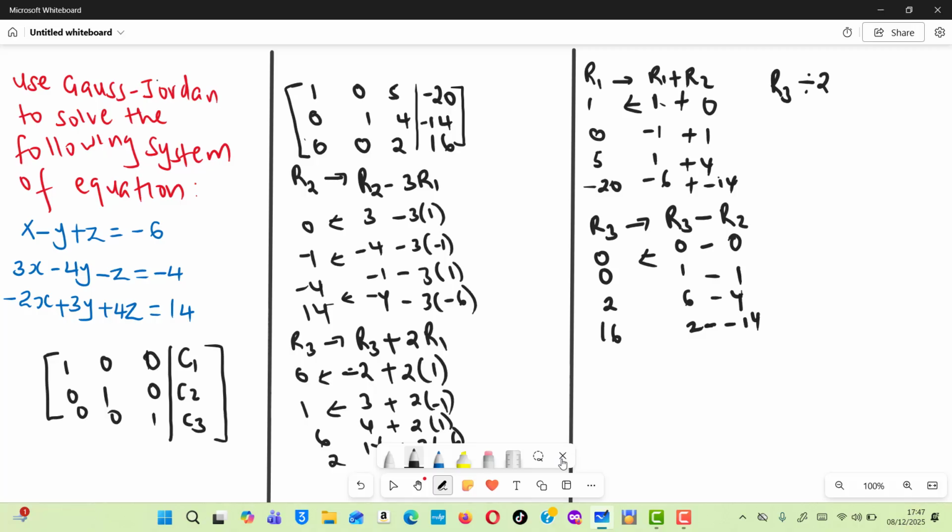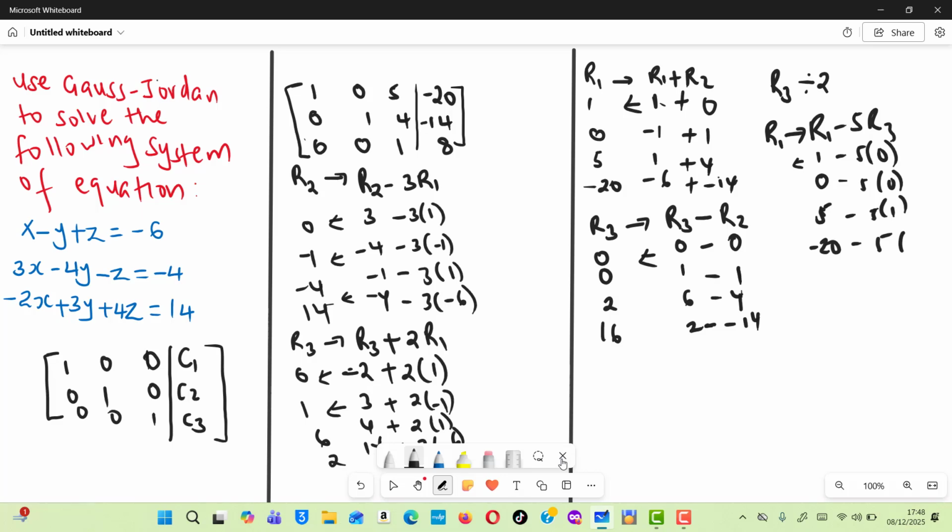You divide row 3 by 2, everything here will be 0 divided by 2, which is 0. But here is going to be 1 and here is going to be 8. Then from there we can convert row 1 to row 1 minus 5 times row 3. So row 1 is now 1, 0, 5, negative 20. Then subtract 5 times row 3: 0, 0, 1, 8.